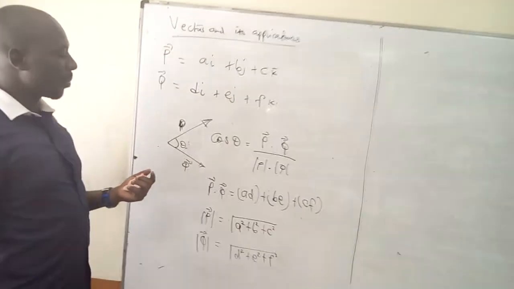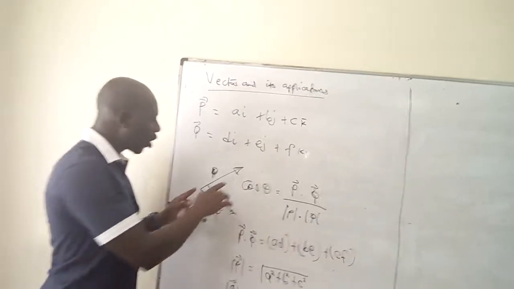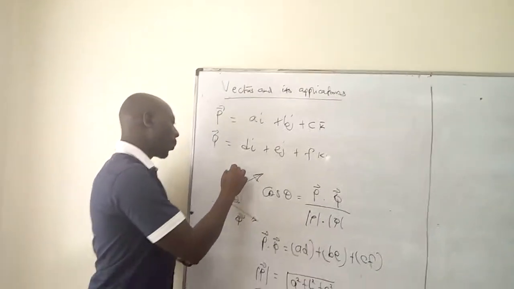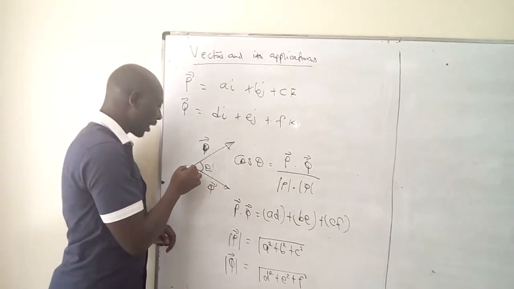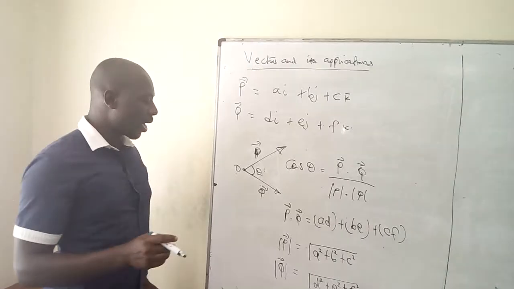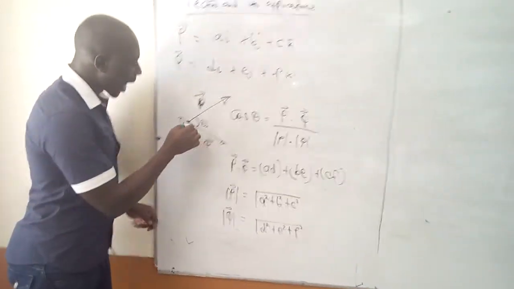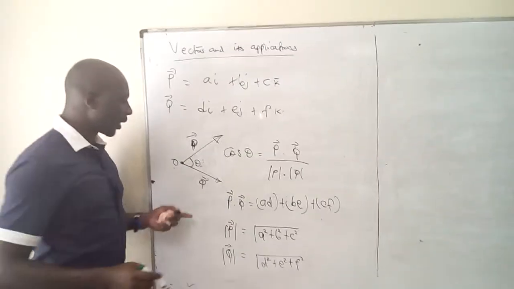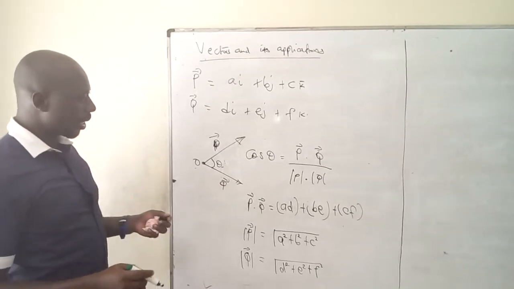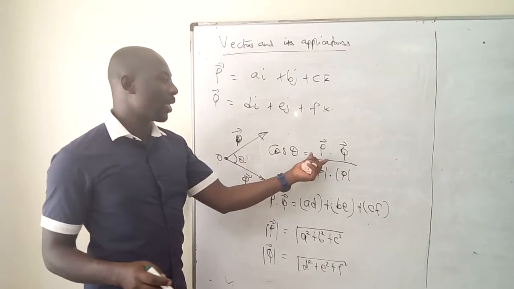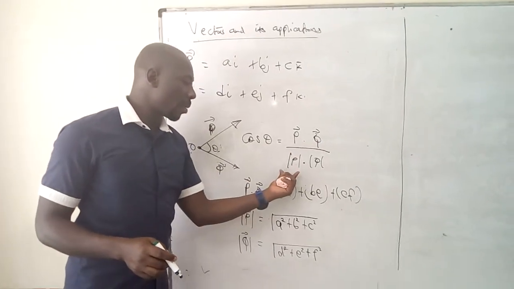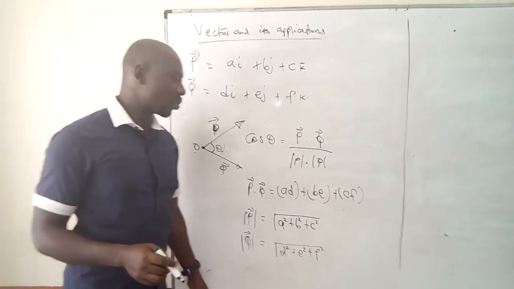So the first parametric equation that we have to get is the angle between these two vectors. So we suppose that vector P is along this direction and vector Q is along this direction. Then they meet at this point. Let's suppose that is their origin. So to get the angle between those two vectors P and Q, we call it theta. We get it by the expression cosine of theta is given by P dot Q over the magnitude of P multiplied by the magnitude of Q.